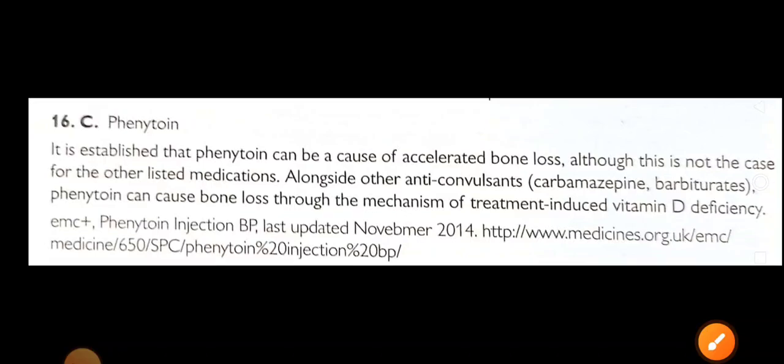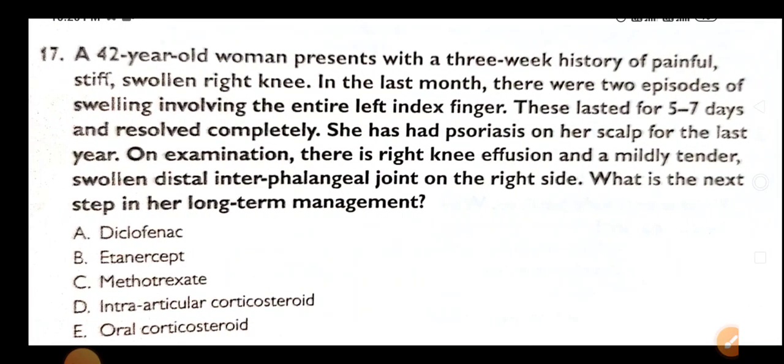It is established that phenytoin can be a cause of accelerated bone loss, although it is not the case for the other listed medications. Alongside other anticonvulsants, carbamazepine and barbiturates, phenytoin can cause bone loss through the mechanism of treatment-induced vitamin D deficiency.